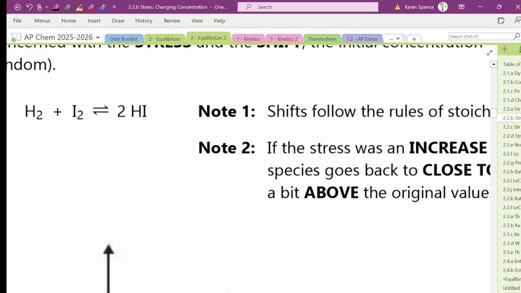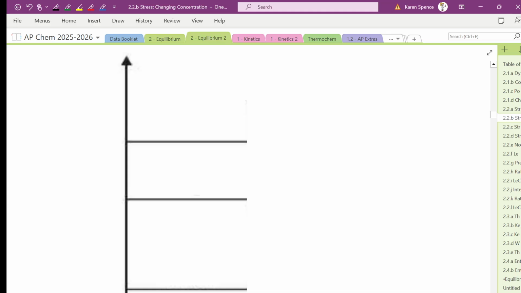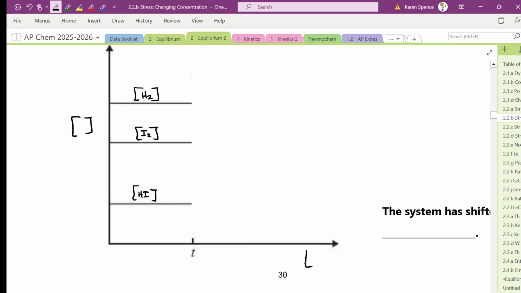So to make my life really easy for now, it goes H2, I2, HI, so I'm just going to put them H2, I2, and HI. And that just means that your notes are going to match this morning's group's notes. And there's our concentration. And then, of course, we have time. And at time t, we increase the concentration of H2.